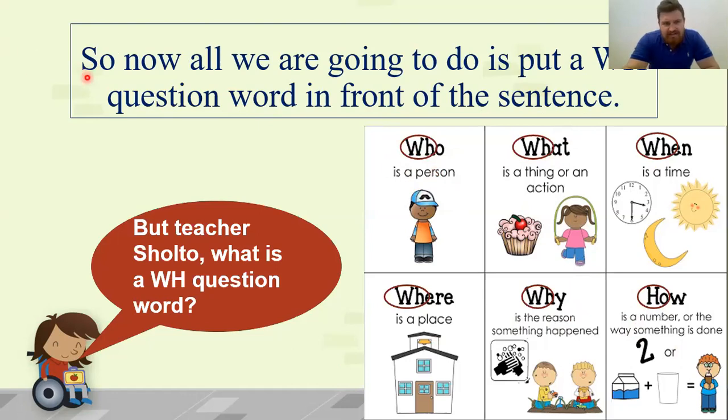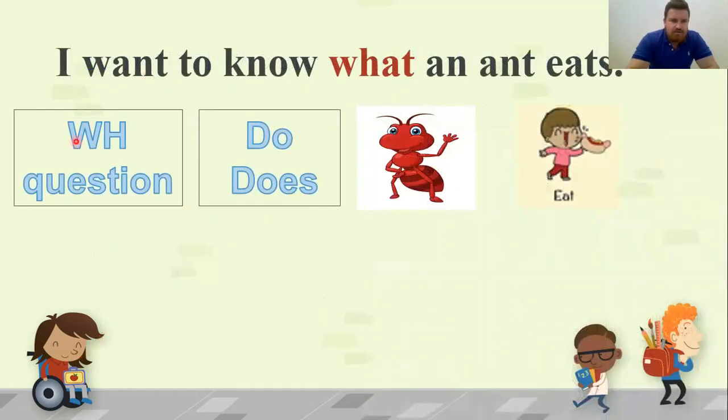So let's go back and read again. So now all we are going to do is put a WH question word in front of the sentence. Okay, so let's have a look. Now, let's read the top here. I want to know what an ant eats. So, what do you think my WH question word will be? So I have who, where, when, how, why, and what. Okay, so what do you think will be here?